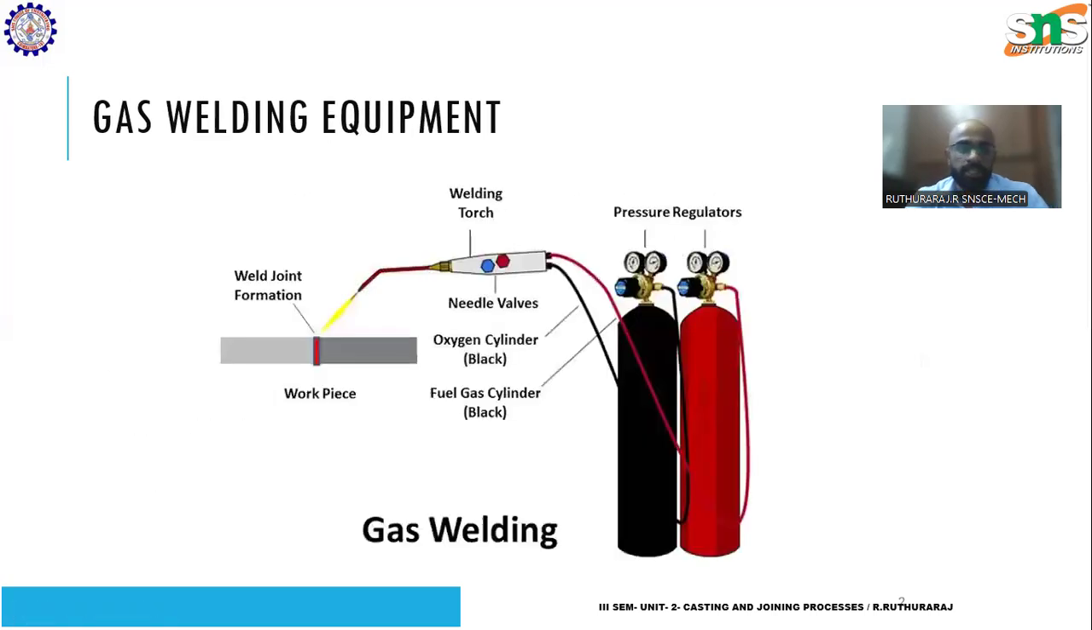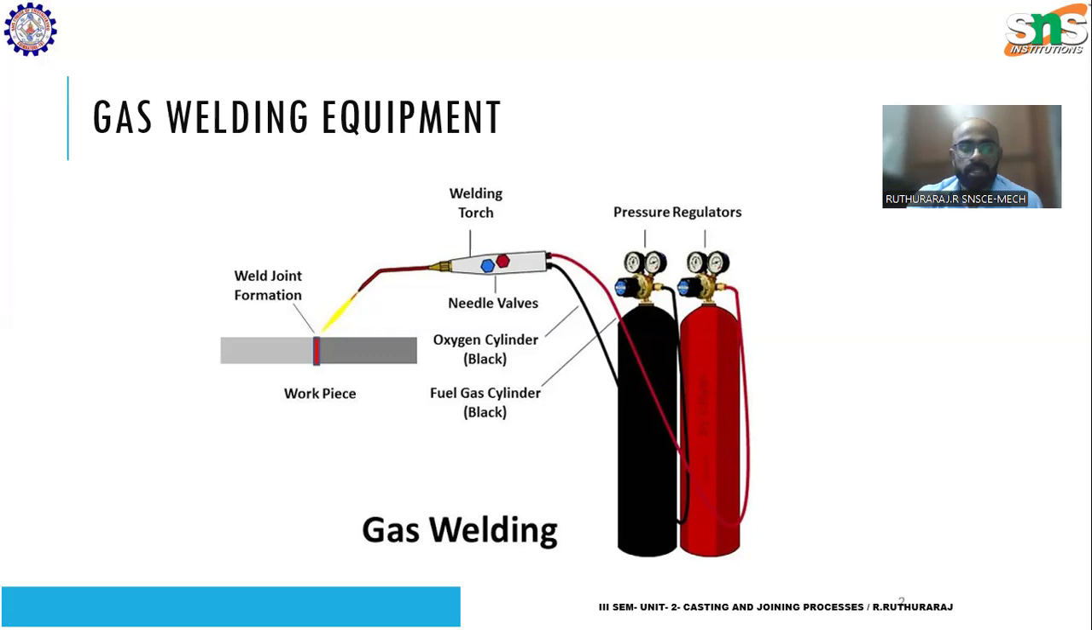So as you can see in the gas welding, two types of cylinders will be used. As I said, this red cylinder is the acetylene cylinder, which is used as a fuel, whereas the black cylinder comprises oxygen gas. So this oxygen is used to provide extra oxygen for combustion. With the help of this extra oxygen, complete combustion will take place. Hence, high temperatures are generated.